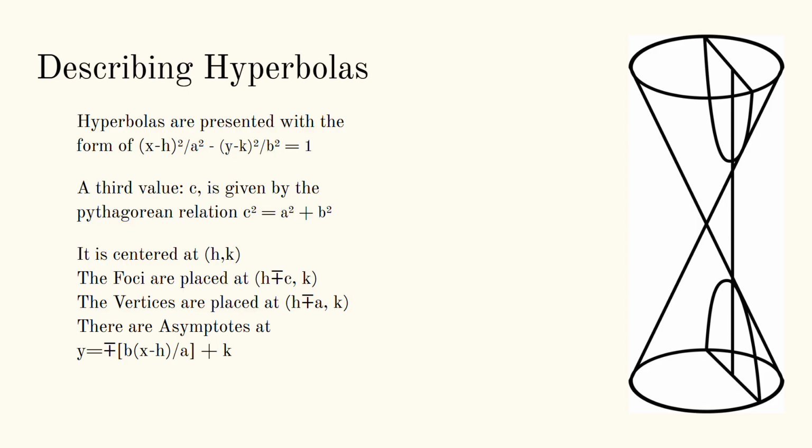The hyperbola will be centered at the point (h, k) in terms of the original formula, with foci placed at h plus or minus c, k and vertices being placed at h plus or minus a, k.